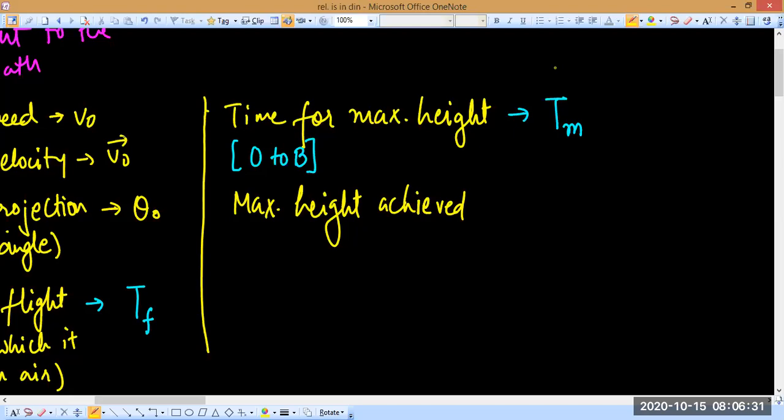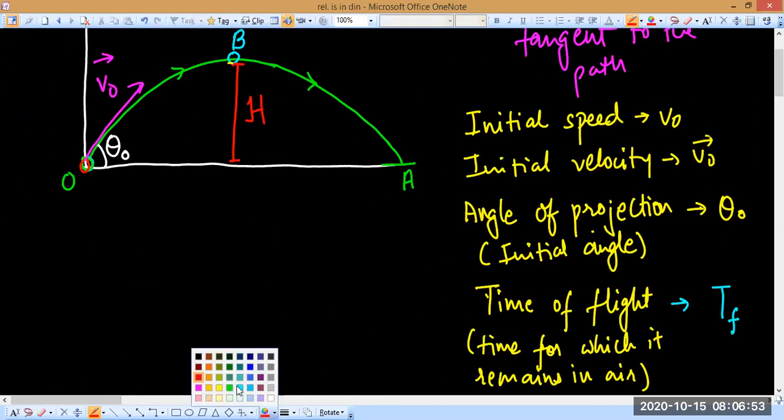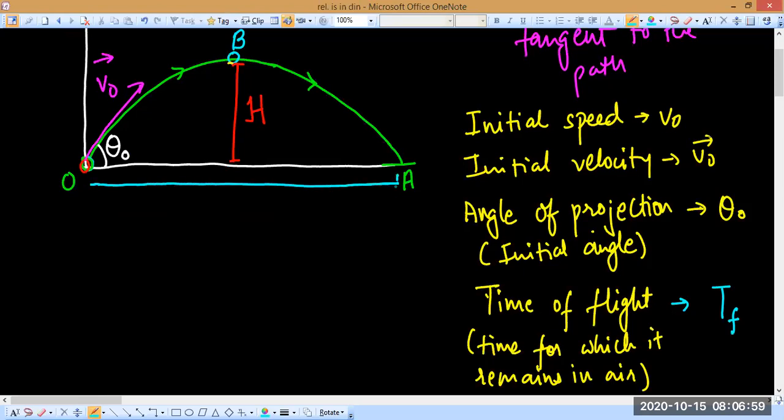So that's the maximum height achieved. Its symbol is capital H. Now one last term, hopefully. This is the distance where it falls. You have thrown it from here, or let's say kicked it from here, and it goes off and falls like this, so it will hit the ground here at this point.